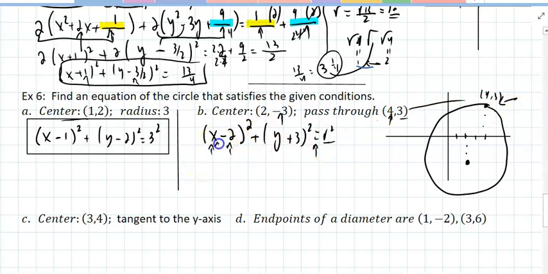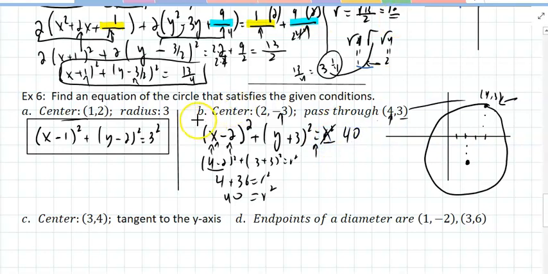So if I put a 4 right there and a 3 right there, I will get 2 squared, which is 4, 6 squared, which is 36, and r squared will be 40. So if I replace that by 40, that would be my answer. And I'm done right there. That simple. If I know what to do, it's fairly simple.